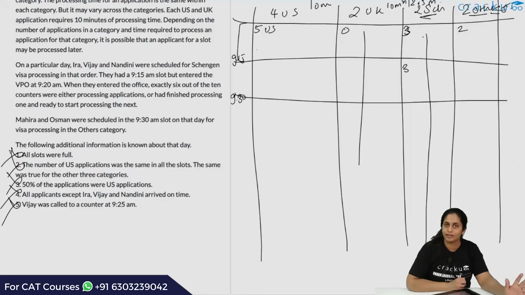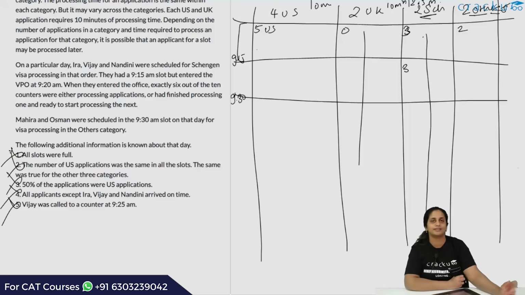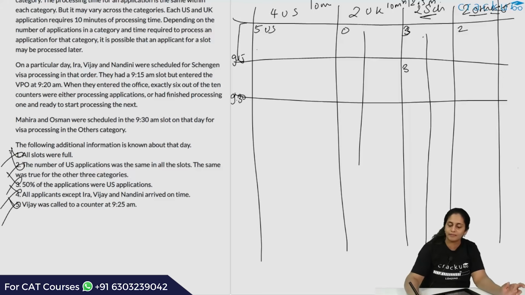So for the US, I know it is 10 minutes. For the UK, there are no UK applications. For Schengen, I know it is 12.5 minutes. And for Others, I know that at max it is going to take 5 minutes. It is definitely done by 9:20. So that means that it is at most taking 5 minutes to do the Others application. So this is something that I've been able to figure out.